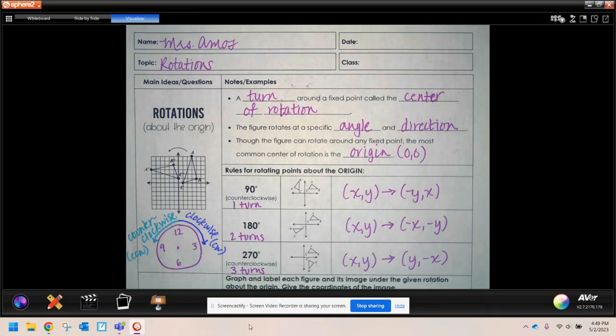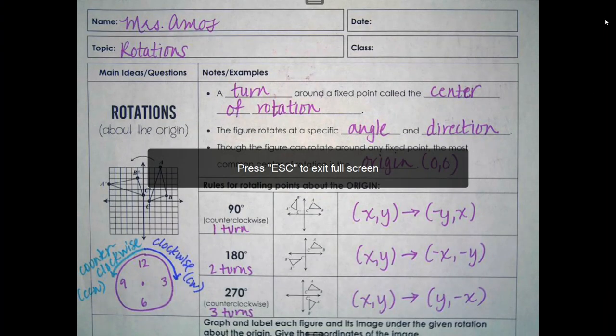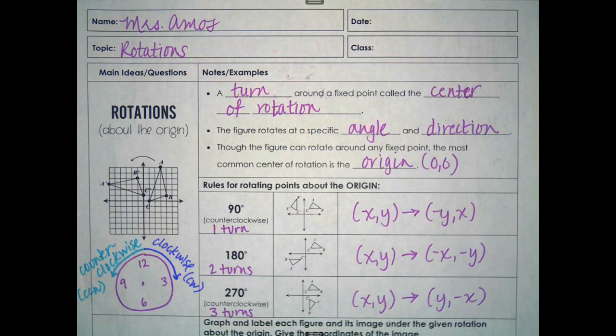All right. Hey guys, so what we're going to do today is learn about rotations. So you've heard of transformations. You've learned about reflections, which are flips, translations, which are slides, and today you're going to talk about rotations, which are turns. So go ahead and make sure you hit pause and copy this down.